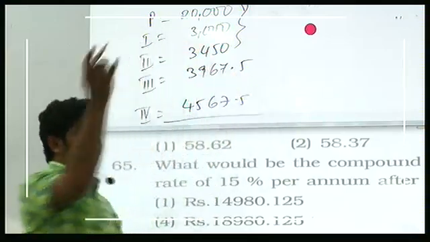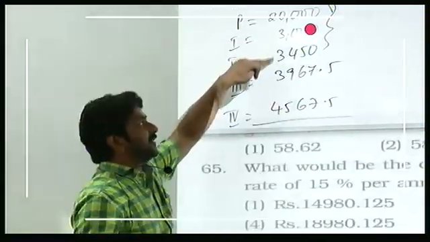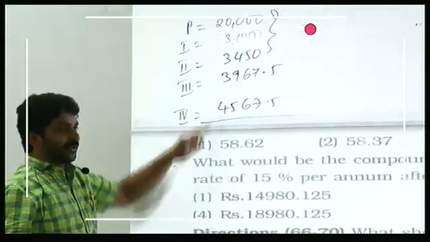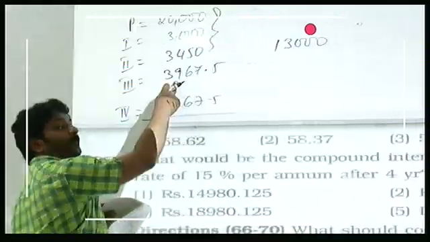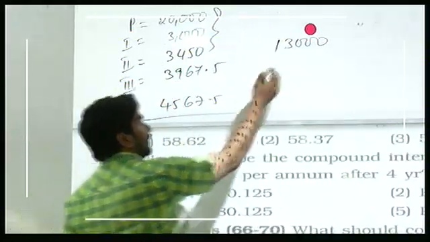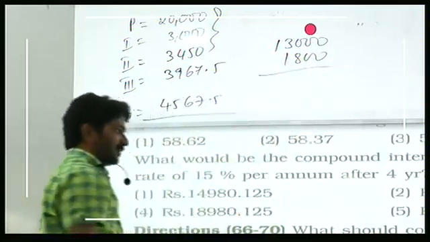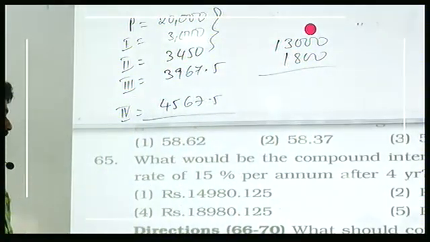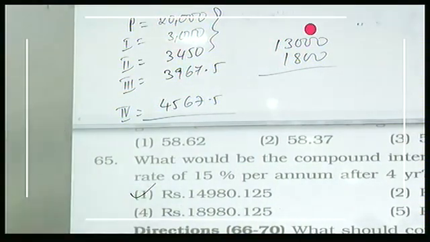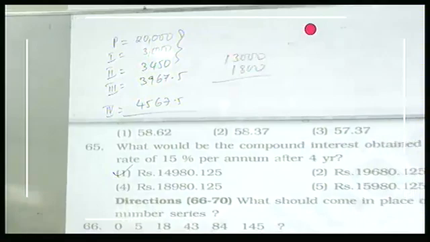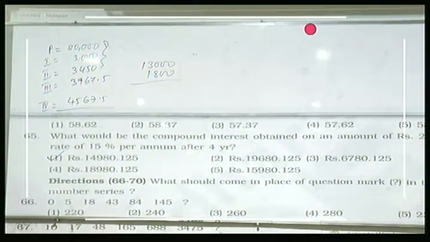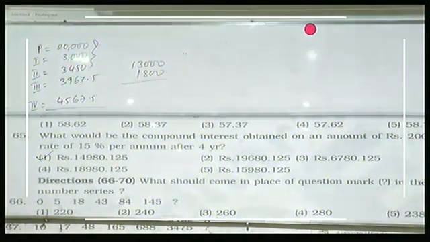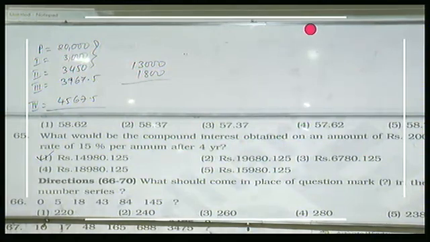Now you need to add everything. 3000, 3000, 3000. 9000 plus 4000, that is 13,000. 400, 900, 1300 plus 500. 1800. Answer is nearby this. Yes, you still need to add something, but as the difference in options is huge, you need not calculate the exact value. Okay now?